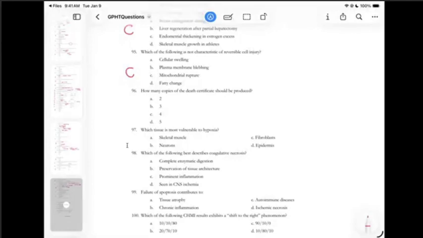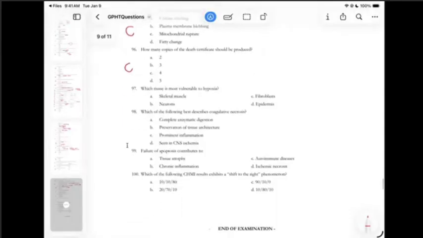96, how many copies of the death certificate? It is letter C, 4 copies, since another copy should be submitted to the government, to the PSA. 97, which tissue is most vulnerable to hypoxia? In hypoxia, oxygen is lacking. Within a few seconds to minutes, irreversible injury occurs. That's neurons.